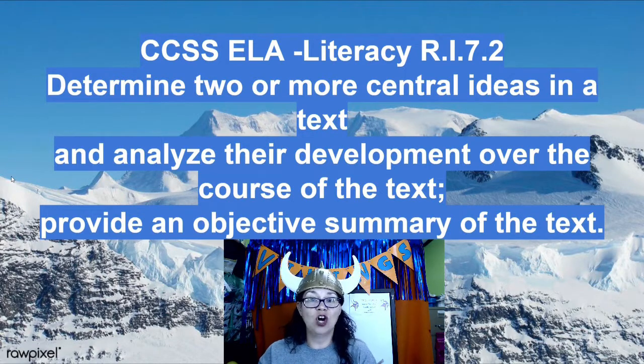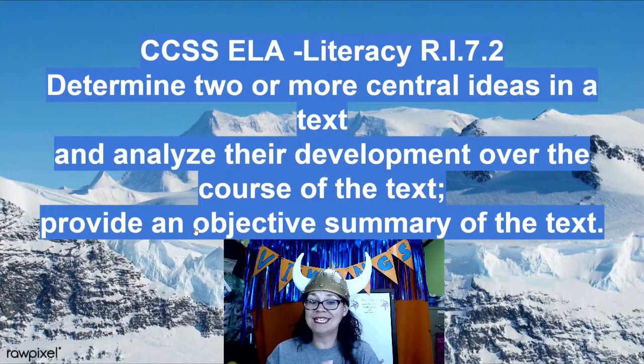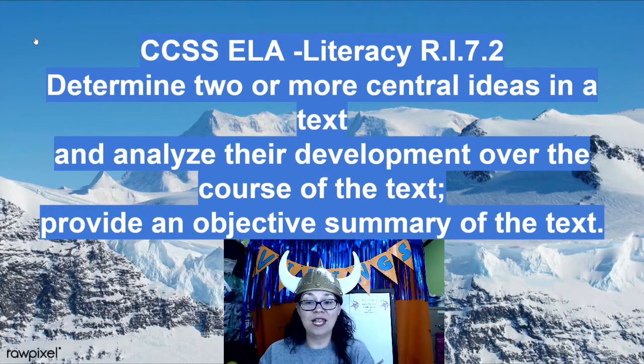Today I'm going to talk to you about Common Core RI 7.2, which states, determine two or more central ideas in a text and analyze their development over the course of the text. Provide an objective summary of the text.